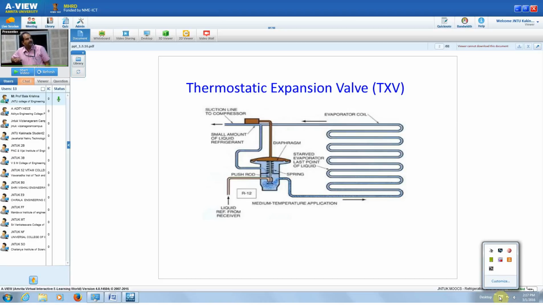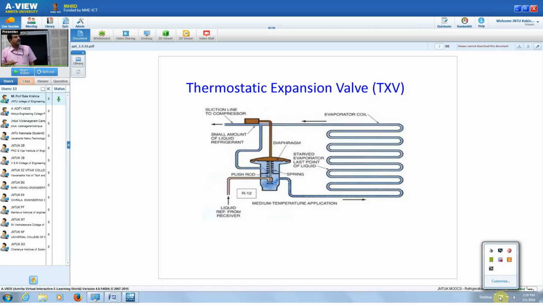Then it will be converting to gas. So this is the low temperature, low pressure vapor. It takes the load into the room, or if it is a refrigerator, then in the refrigerator. Then the bulb here will sense the temperature. It will flow like this. Then this bulb will sense the temperature and send the signals to this valve.